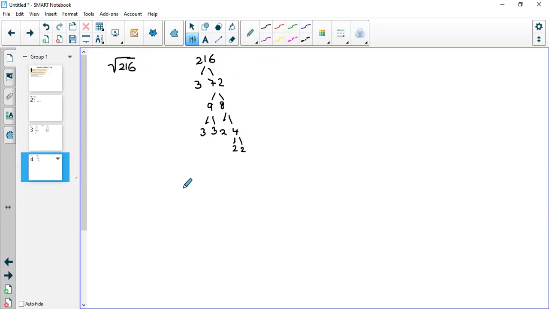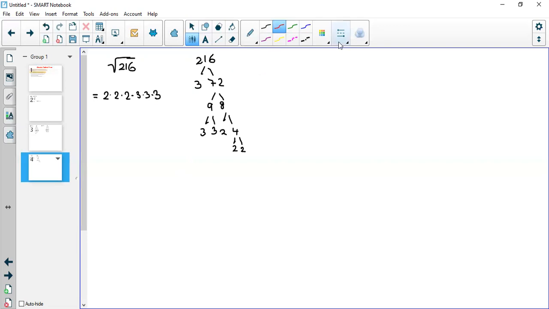So let's arrange the factors now. We have how many twos? 1, 2, 3. 3 twos. So that would mean, let me write it down here. 2 multiplied by 2 multiplied by 2, and then we have 3 threes. So 3, 1, 2, and 3.